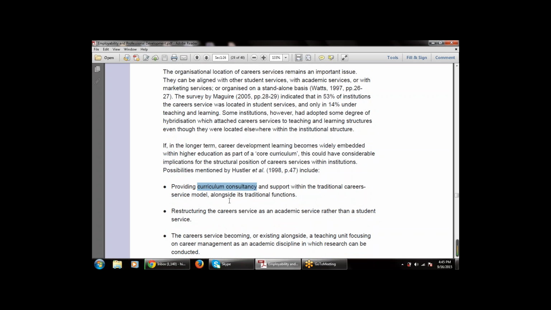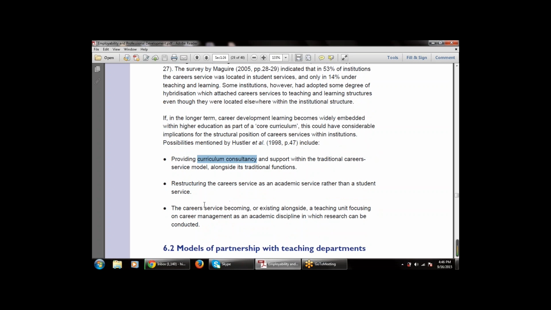Then restructuring the career service as an academic service rather than a student service. Academic means gaining importance for the student as well as the teacher and the learning, rather than being only a student service.